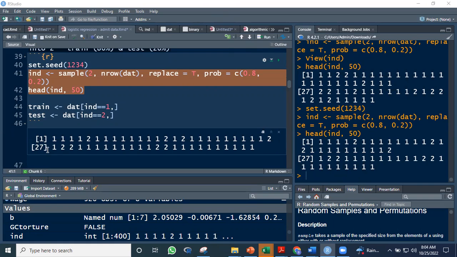So the 27th in our data is number 1, so it goes into the training data set. Okay, good. So now you see, guys, the use of set.seed, so that we both have the same training and testing data sets.